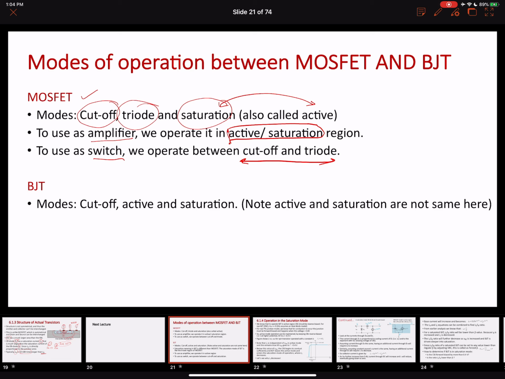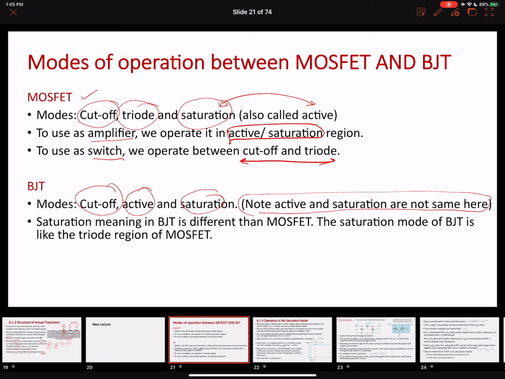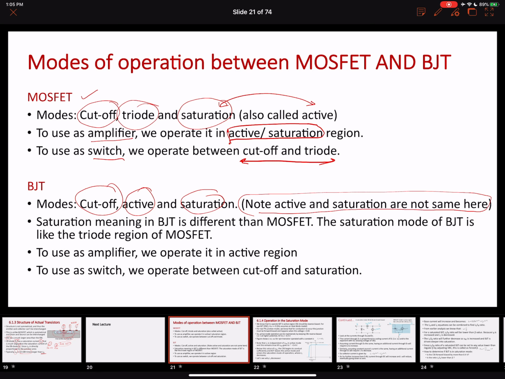Now let's look at the BJT. BJT has three modes of operation: cutoff, active, and saturation. Please note, and I have made this point many times over the course of these lectures, that the active and saturation modes of operation in bipolar junction transistors are not the same. Unlike the MOSFET, saturation has a different meaning in a BJT. If we want to use a BJT as an amplifier, and we will discuss amplifier operation in much more detail later, we will operate the transistor in the active region.